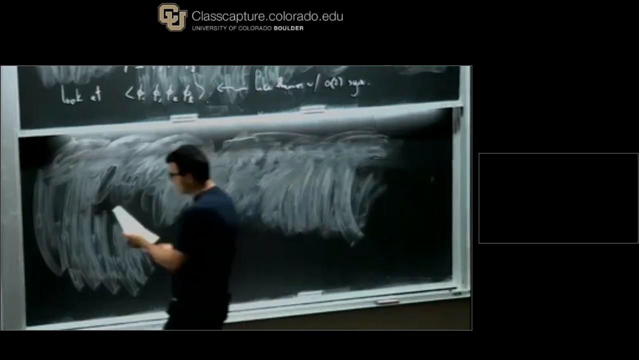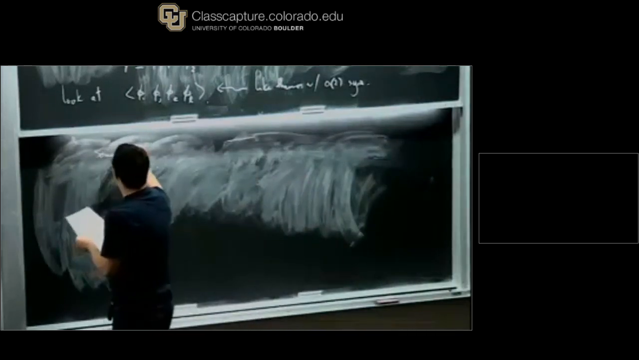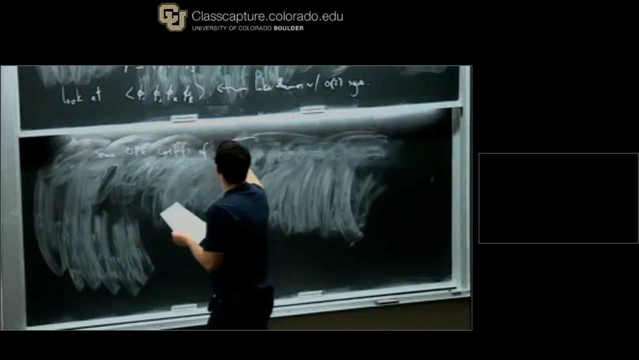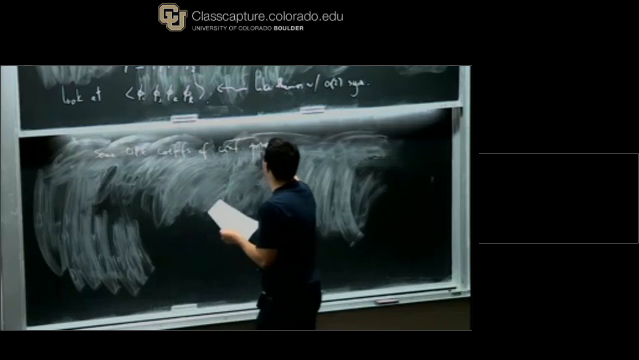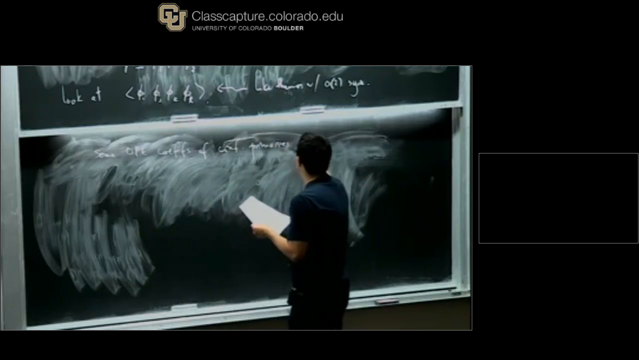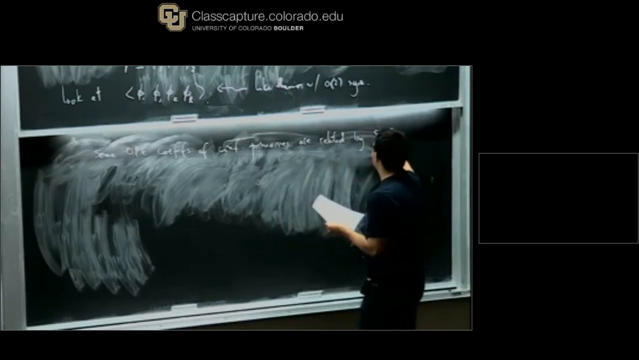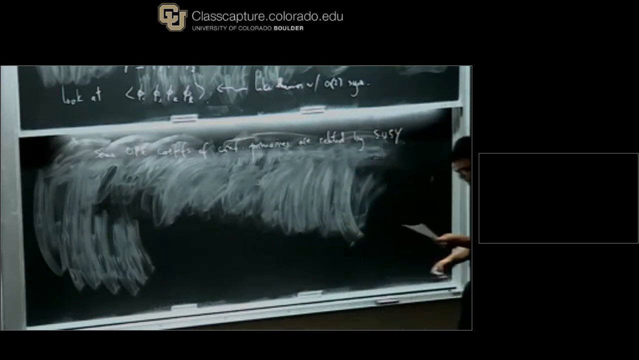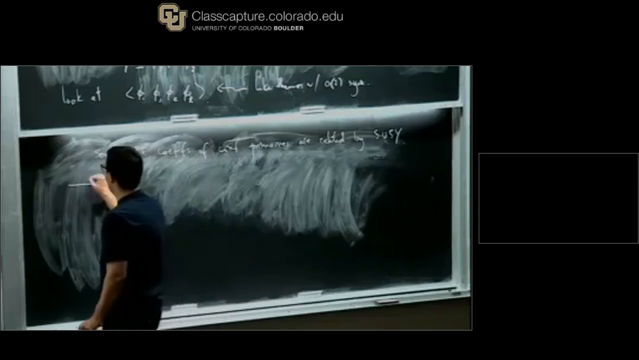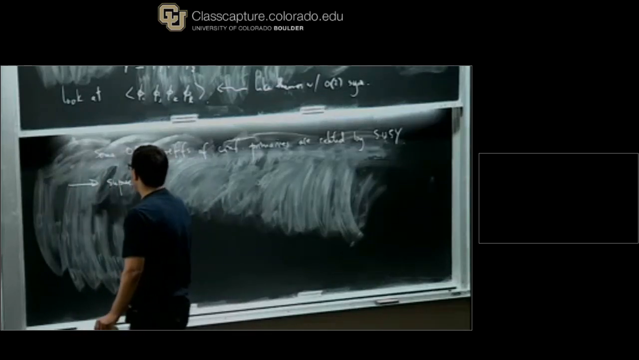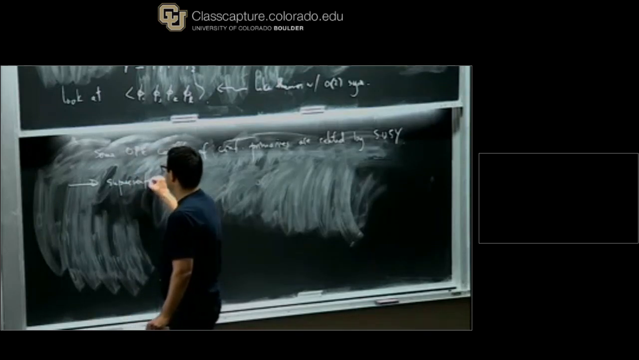So some OPE coefficients of conformal primaries are related by supersymmetry. So this gives the notion of superconformal blocks, where we use those relations and we only sum over the superconformal primaries.